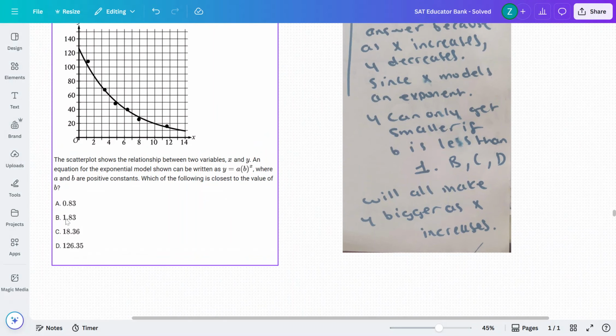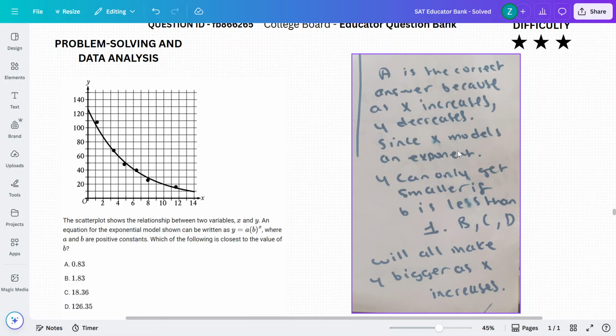If you choose B, so if you choose 1.83, if you multiply 1.83 by itself x amount of times as given to us by the equation, you're just going to get bigger and bigger than 1.83. So y would be going up instead of going down. Now, if you look at this cheat sheet, you'll be able to understand exactly why.